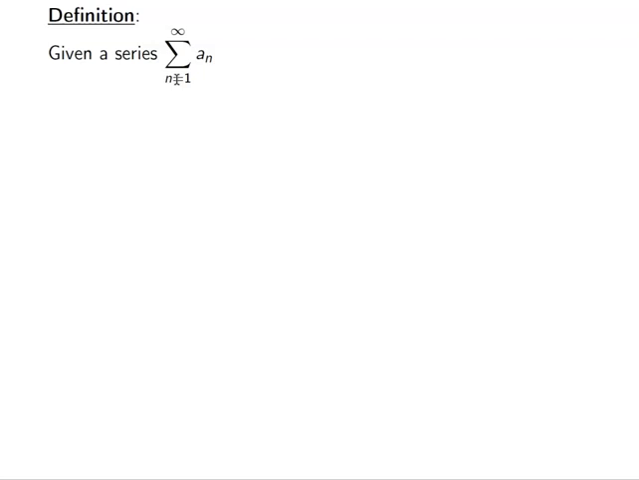For a definition, let's say we're given a series. It's defined by a sequence, a sub n, where we are adding all the terms of that sequence, starting at n equals 1 and going on forever to infinity. The way this would look would be our term a1, plus our term a2, plus a3, plus a4, and so on, all the way to n and then some, all the way until forever.